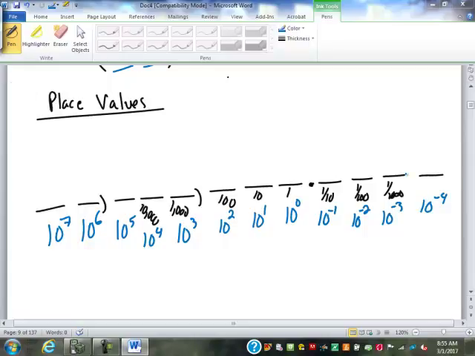Our number system is called the decimal number system, which stands for base 10. Base 10 just means that the place values are exponents with a base of 10.